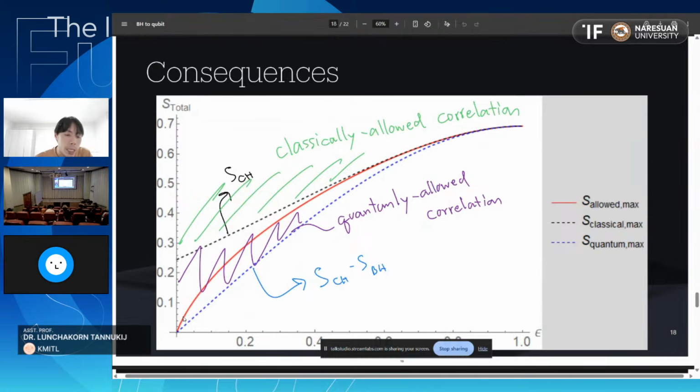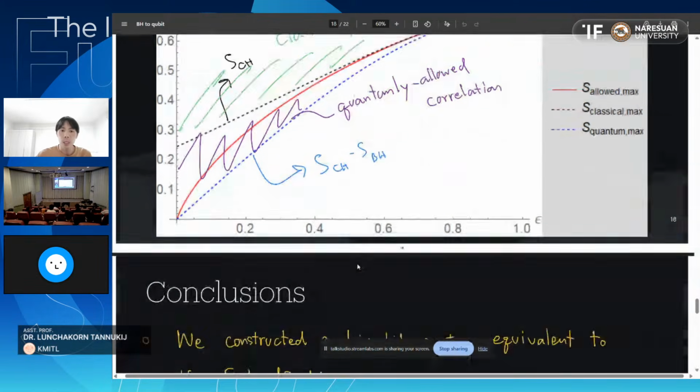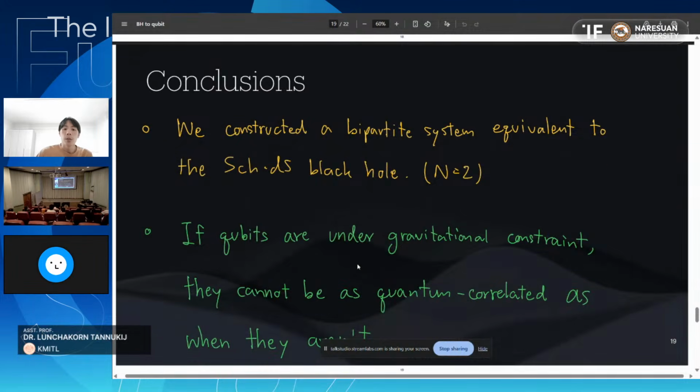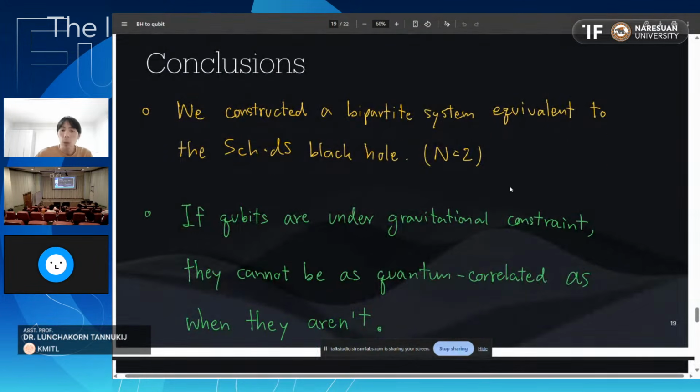Now, our result is that our black hole qubit reconstruction system cannot achieve this line. Somehow it is constrained so that it can only achieve this red line. It can't go further. It can't go down. It can have all kinds of correlation upwards, but not downwards. Now, this is the result for n equals 2 qubit reconstruction.